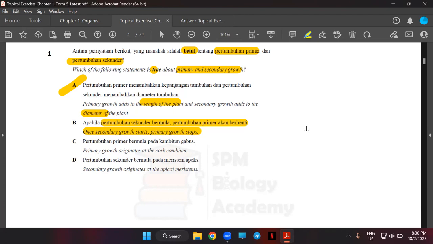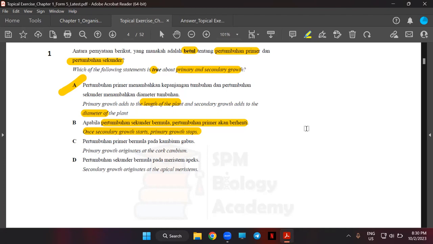Cuma di bahagian tumbuhan yang sudah matang, contoh stem, batang yang dah matang, akar, root yang dah matang, primary growth stops, pertumbuhan sekunder berlaku, secondary growth bermula.